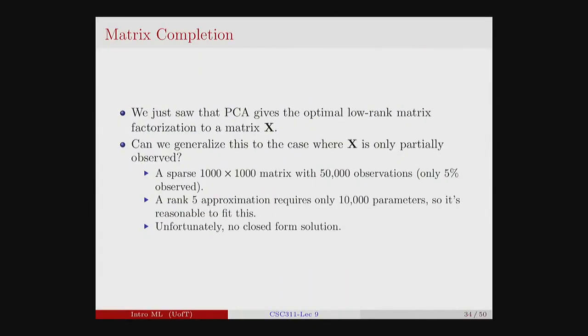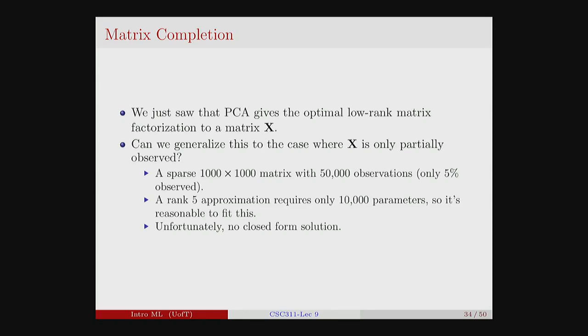Okay. So why do we care about these matrix factorizations and what PCA does? Well, we saw that PCA gives the optimal low-rank matrix factorization to a matrix X. The question we want to ask is whether we can generalize this to an arbitrary matrix where X is only partially observed. So in the Netflix problem, you have users, N, and you have movies over D dimensions. But not all users rank all movies. So X, your data matrix for Netflix, is only partially observed.